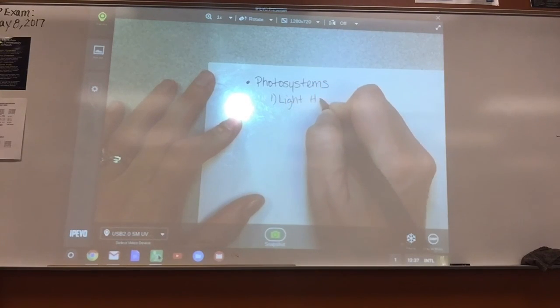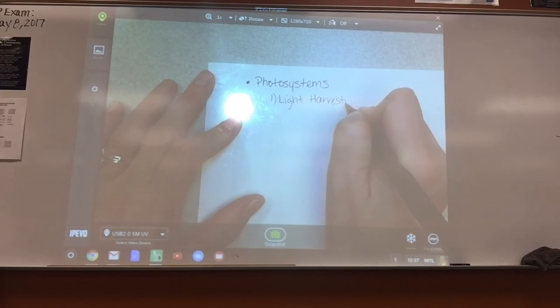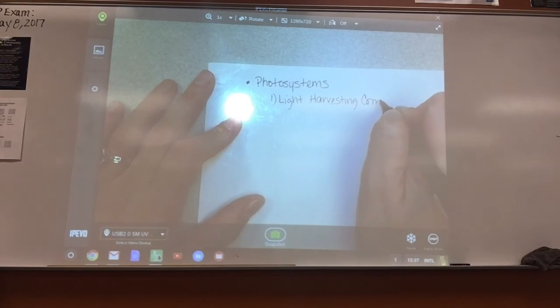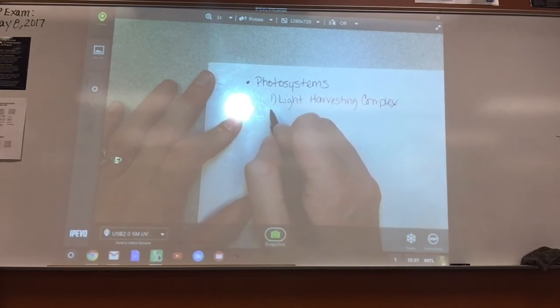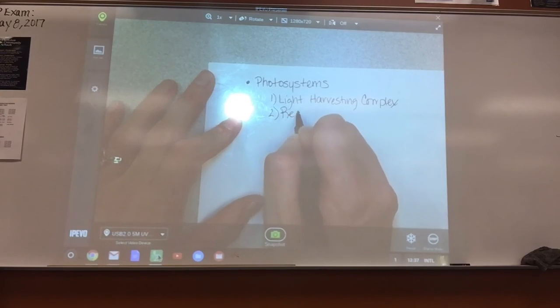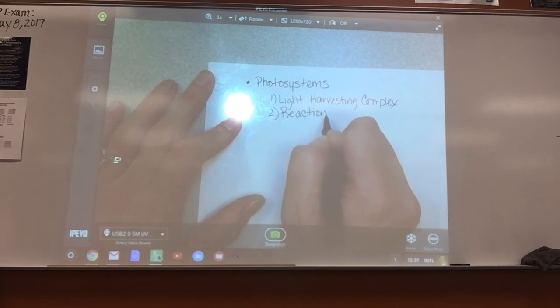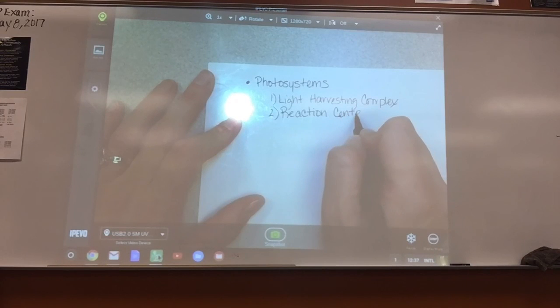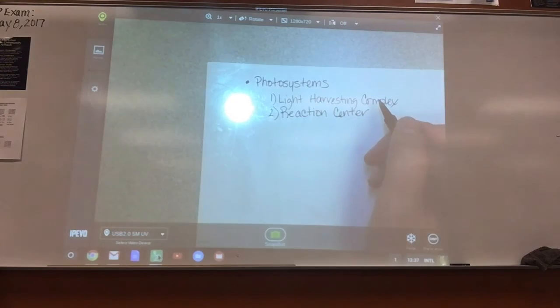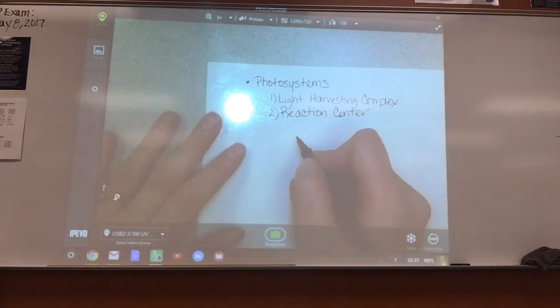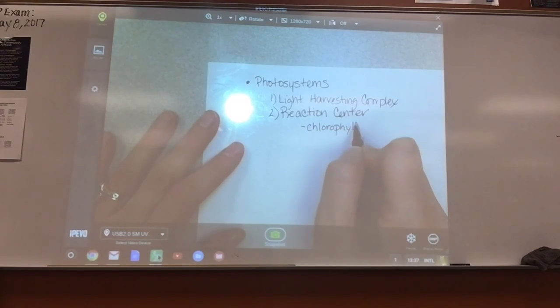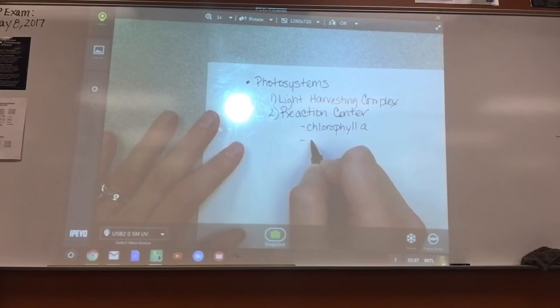The light harvesting complex on the outside has these little molecules in it. It's called the light harvesting complex. What do you think these molecules are? What harvests light or absorbs light? The different types of pigments. And so these little green dots represent pigments. So what do pigments do?